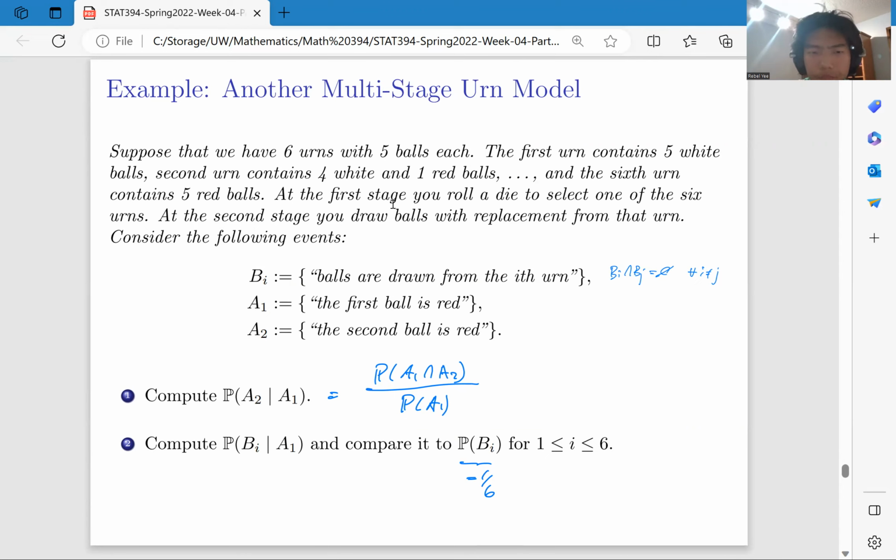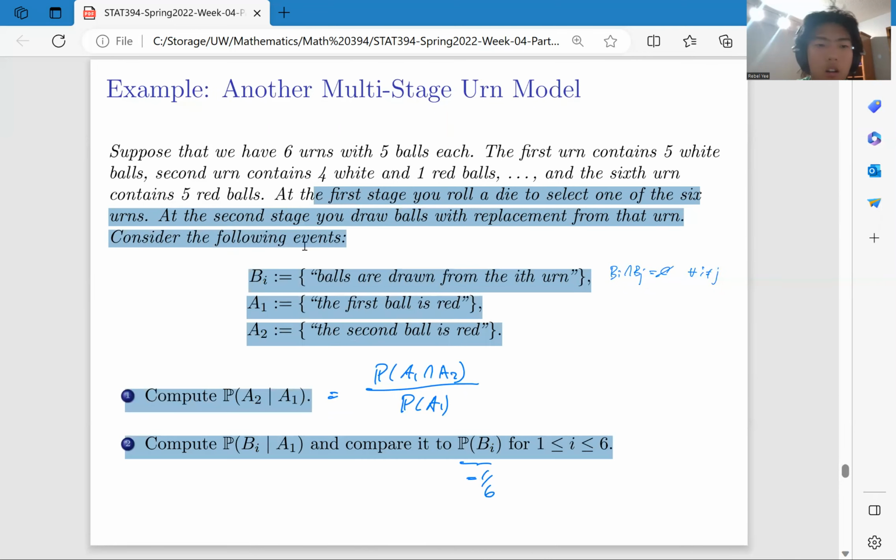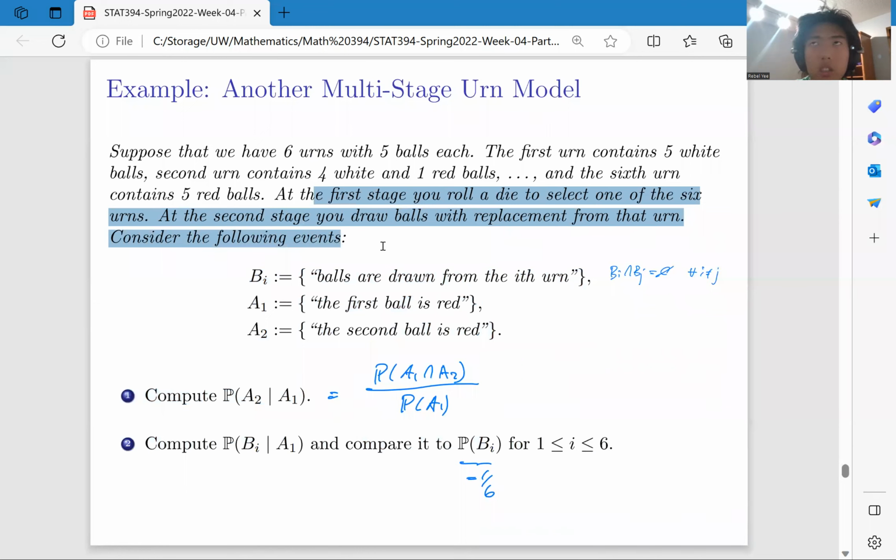And so the multi-stage experiment goes like this. In the first stage, you roll a die and select one of the 6 urns, and at the second stage, you draw a bowl with replacement from the urn. So this is a type 1 urn model because it is with replacement and the order is considered.